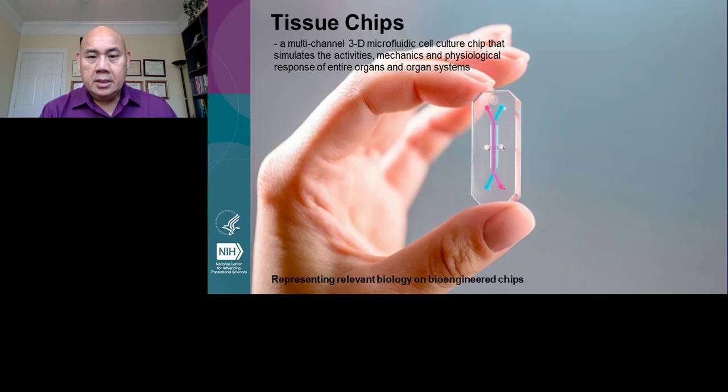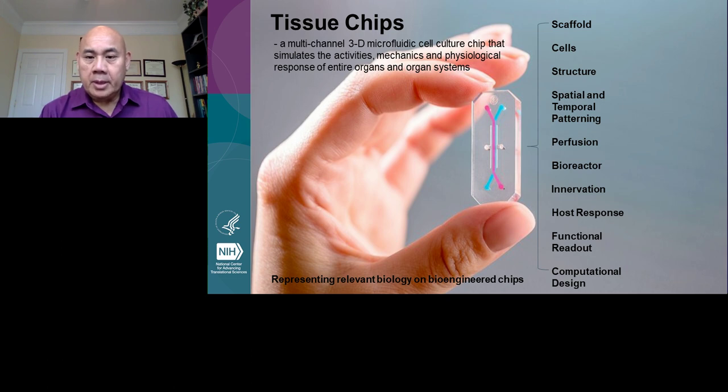And that is where the microphysiological systems program or the tissue chips come into play. So essentially what we have are a multi-organ microfluidic device that contains human cells and tissues.